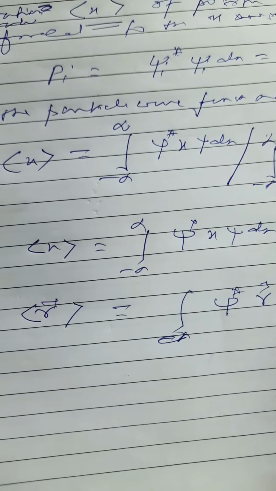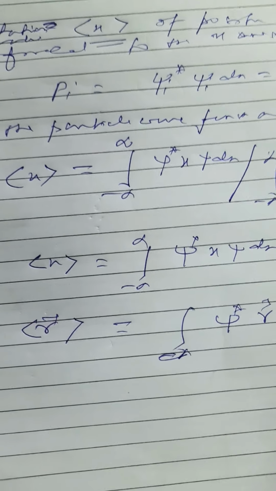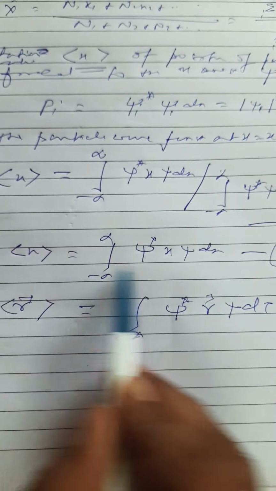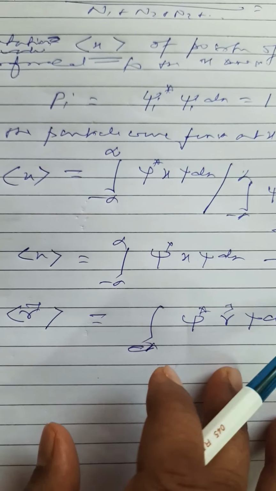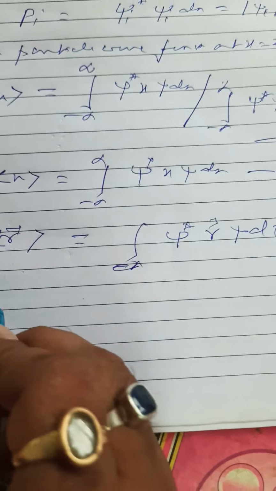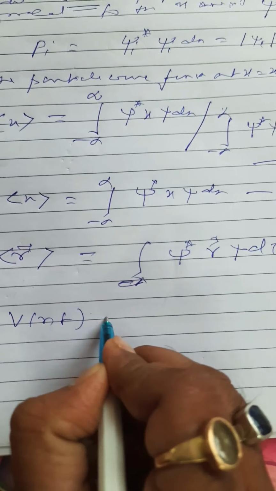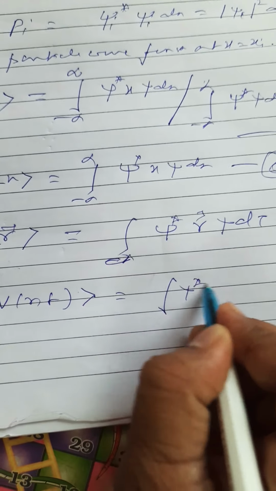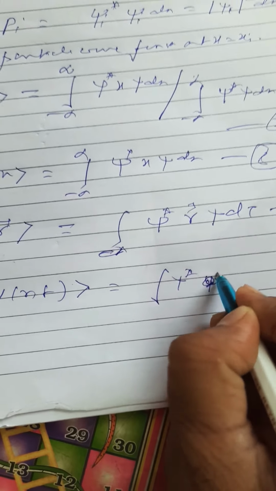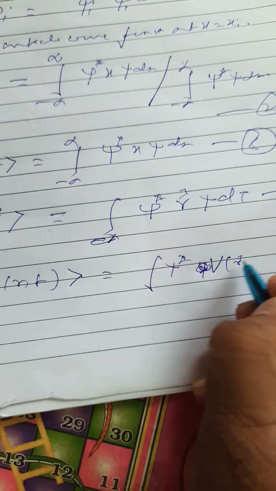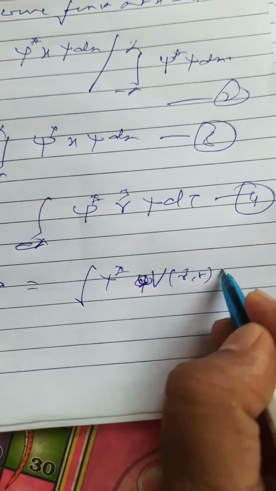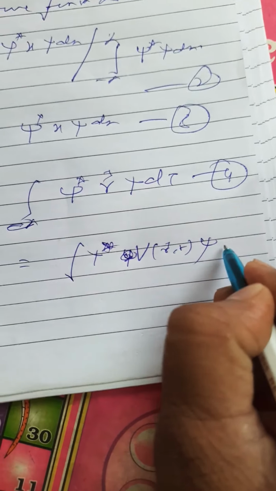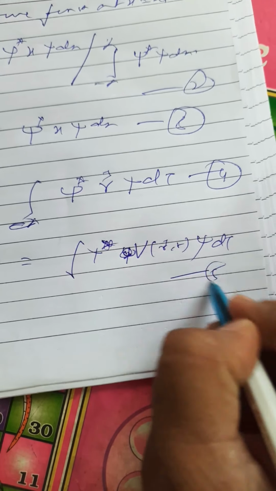And so, the expectation value of the potential energy now. So this is the expectation value of the x position. Actually, the expectation value of the potential energy V could be written like this: it will be equal to the integral of psi asterisk into V(r, t) into psi d tau. So this will be equation number 5.